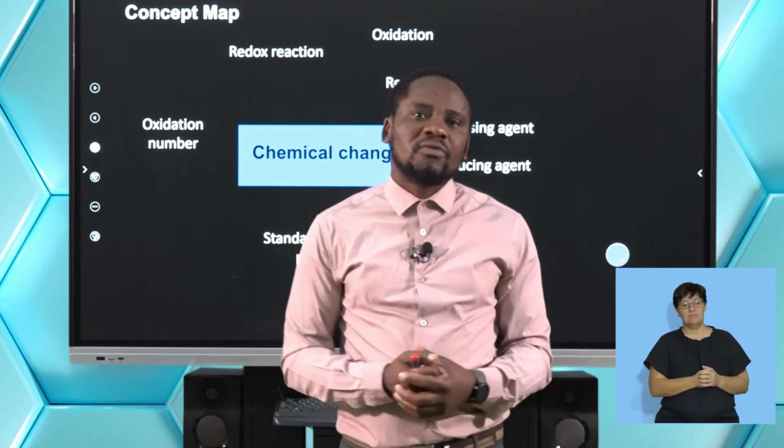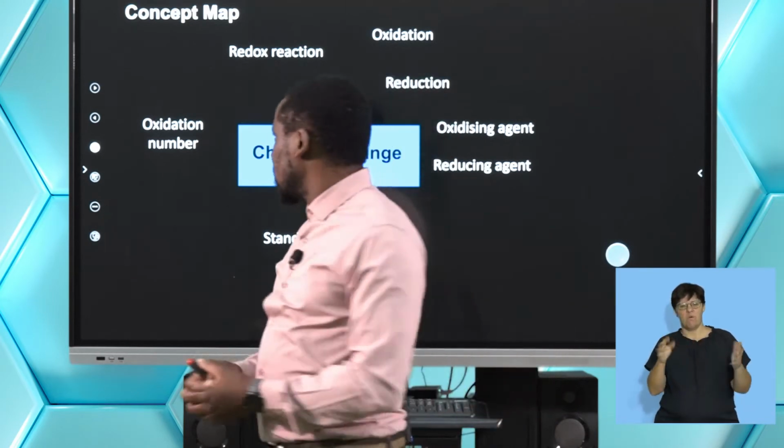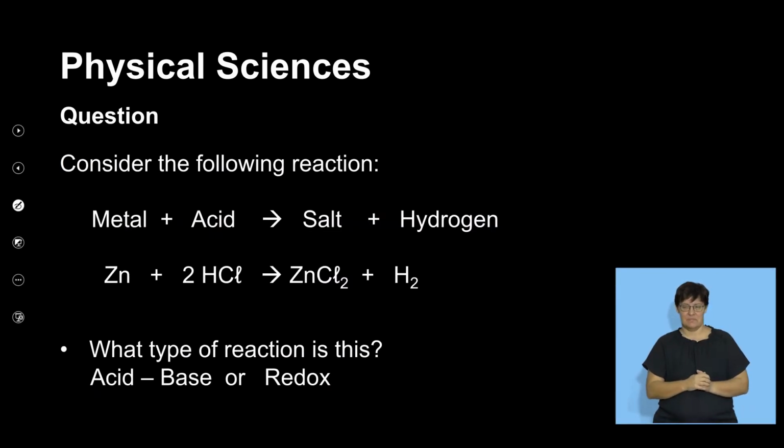Now let's look at more tangible examples. Consider the following reaction between a metal and an acid. By now, you should remember that when a metal reacts with an acid, we get a salt and hydrogen. That's the general reaction between an acid and a metal. For a practical example, we can take zinc as the metal. This is a balanced equation for the reaction between zinc and hydrochloric acid. It gives us our salt, zinc chloride, and hydrogen. The reaction has already been balanced for us.